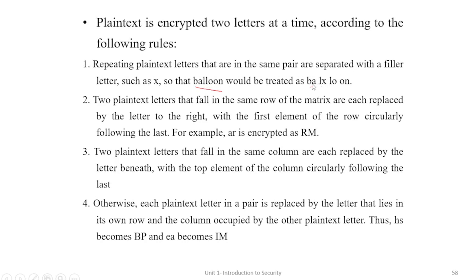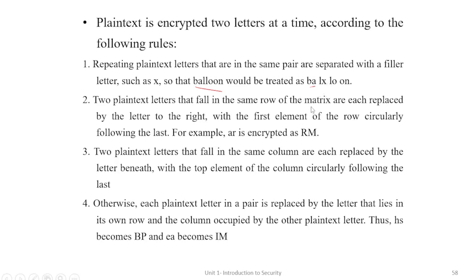So now the pairs contain BA, L and the newly inserted letter X. Then the next L is combined with the third pair, then ON. And we should check whether every pair contains two letters in it. If the last pair contains only one letter, then we should fill that pair with an additional letter X at the end. This is the third step.